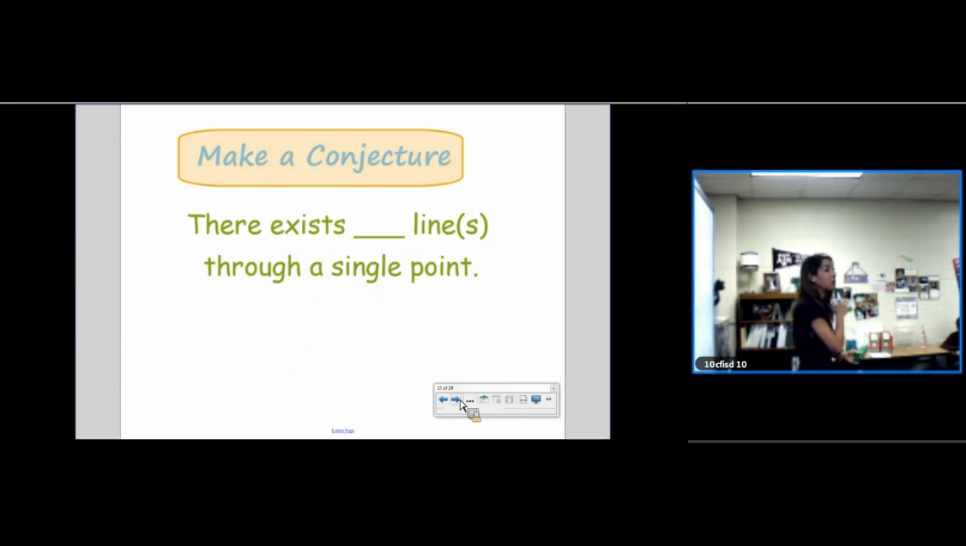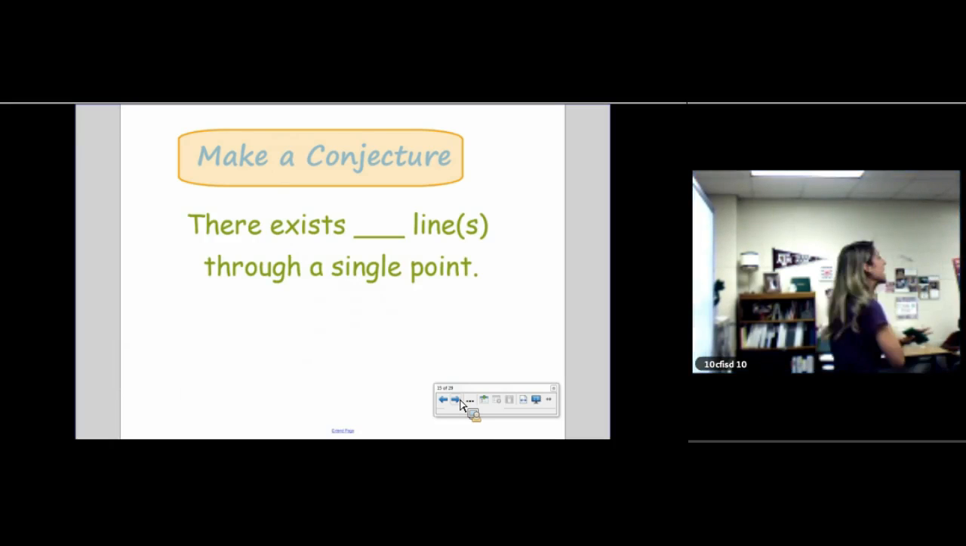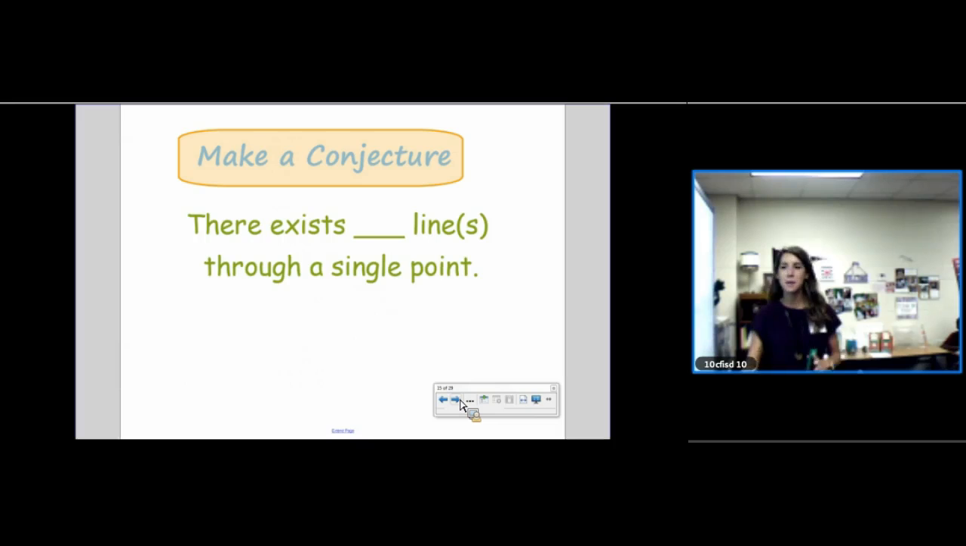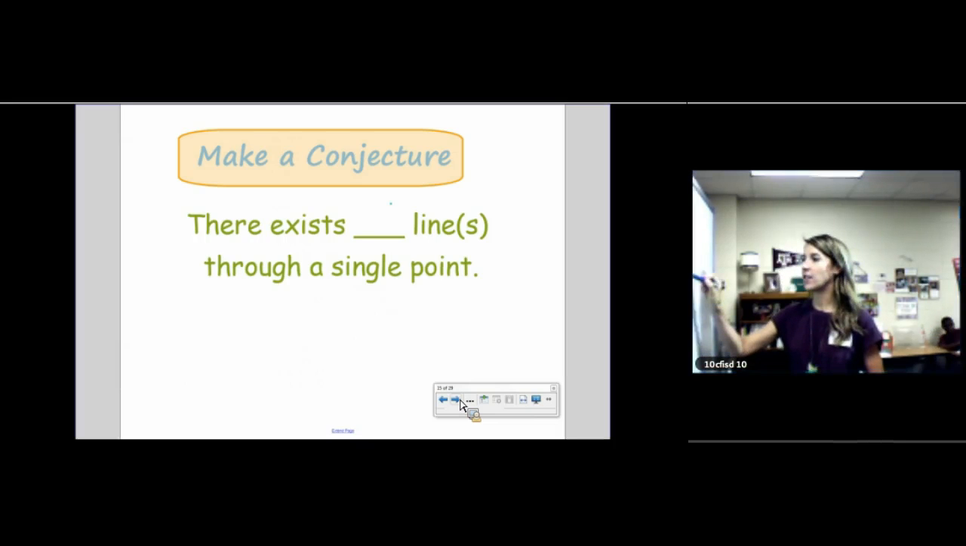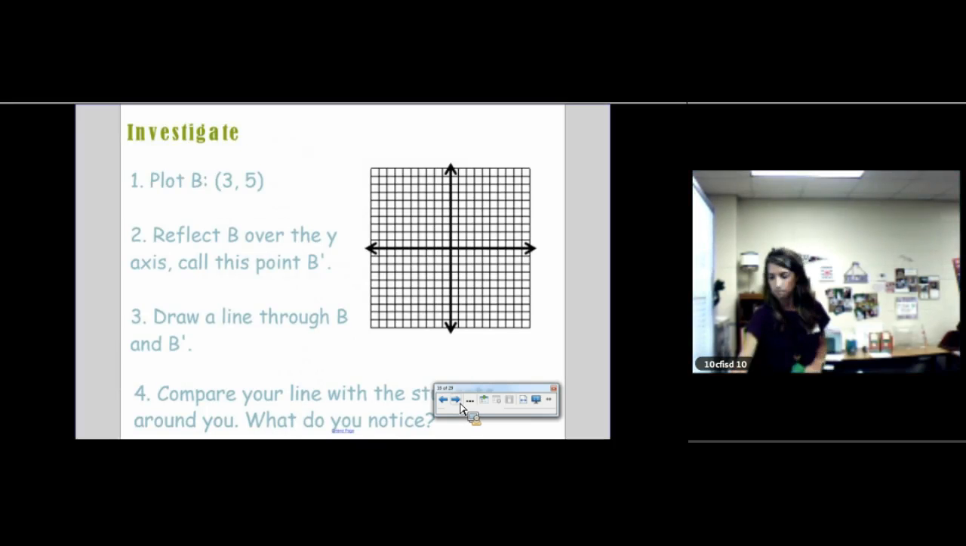I heard many, and that was an awesome conjecture. But the actual word is infinite. What does infinite mean? You can't use the word to describe the word. So infinite, you can't even name the number of possibilities. There exists an infinite, this is the symbol for infinity, an infinite number of lines through a single point. There doesn't exist 100, 200, 5,000, there exists an infinite number of lines through a single point. And we will formally write this down tomorrow, so don't worry about writing that down.